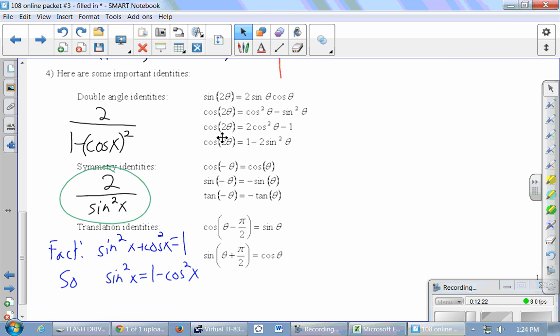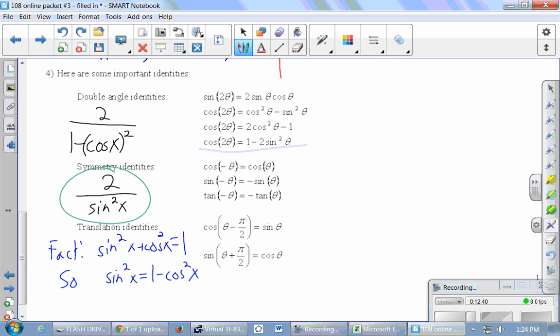There are 3 double angle identities for cosine. The first one is what I think of as the main one. Cosine 2 theta is cosine squared minus sine squared. And then there are 2 others. I said cosine theta, I should have said cosine 2 theta. And then cosine 2 theta is 2 cosine squared theta minus 1. And then one more down there you can read.